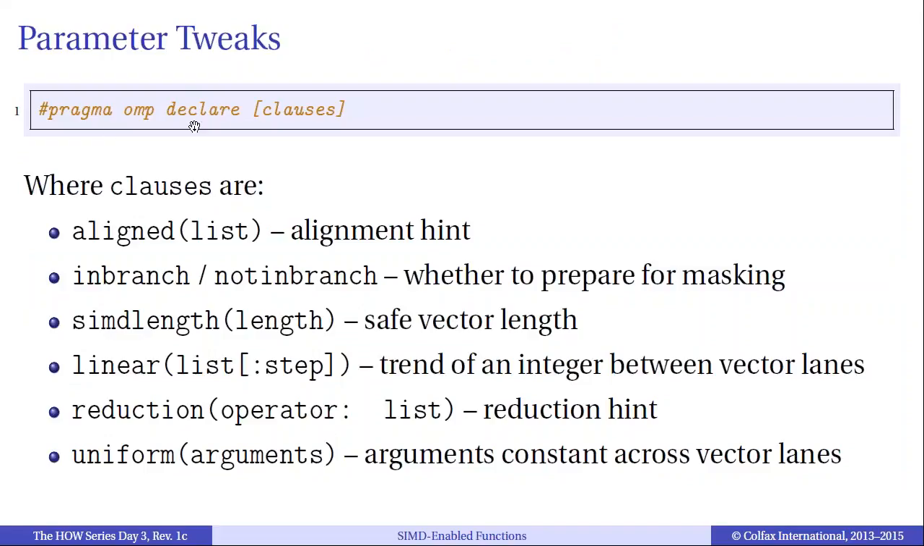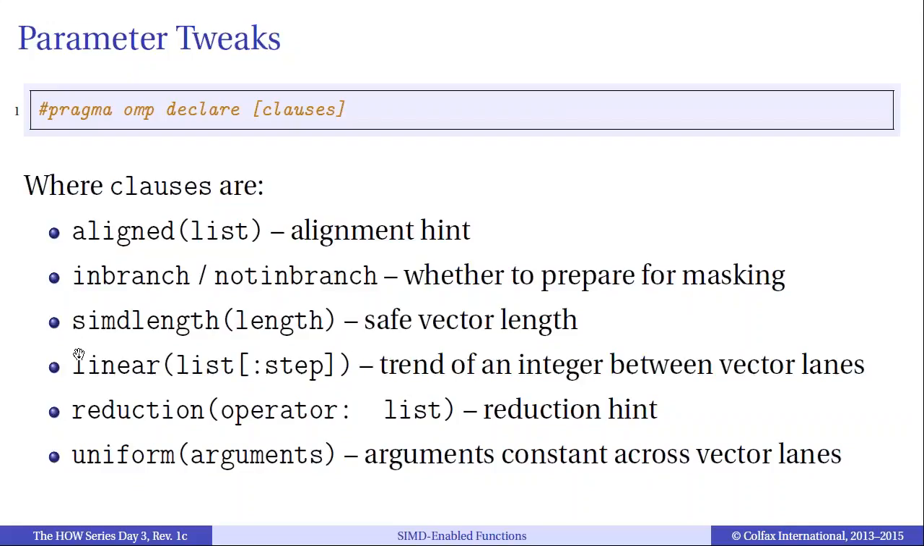When you declare a function as SIMD-enabled, you can specify additional properties. For example, you can give the compiler hints on alignment of some of the arguments. You can tell the compiler whether or not you intend to use this function in a loop with branches, so it will prepare for masking or not prepare for masking. You can indicate a safe vector length such that it doesn't cause vector dependence.